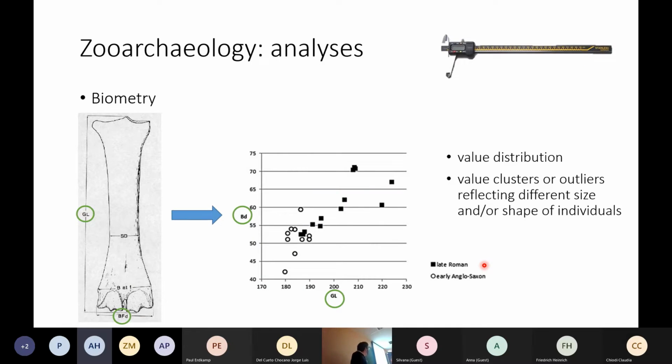And then biometry, finally, which I'm very fond of, and I very much like. Basically, what we do is plotting absolute measurements in, for example, scatter plots or histograms, or look at them statistically. And we look at clusters, outliers, range of values, and so on, and biometry can tell us a lot.